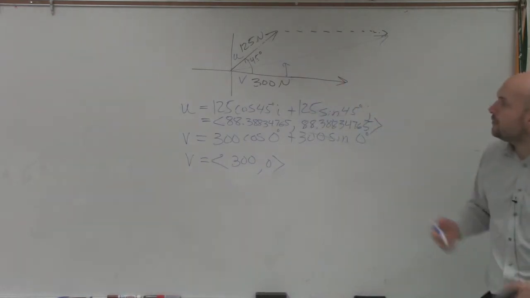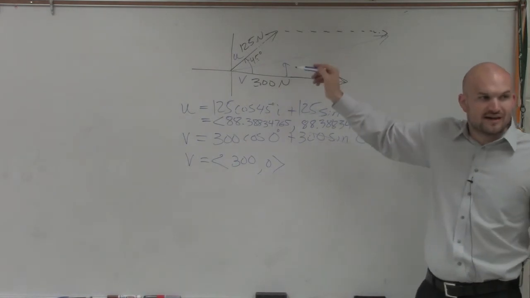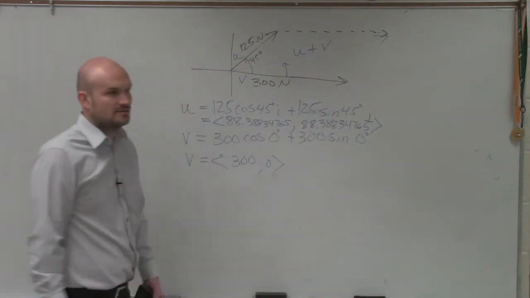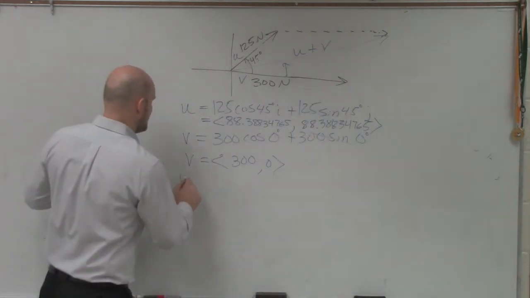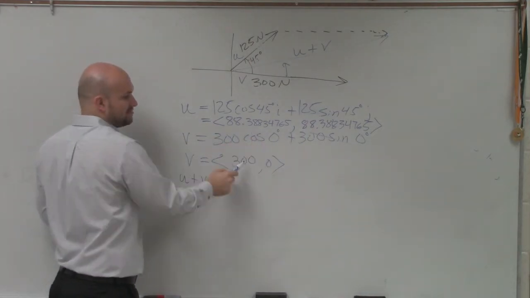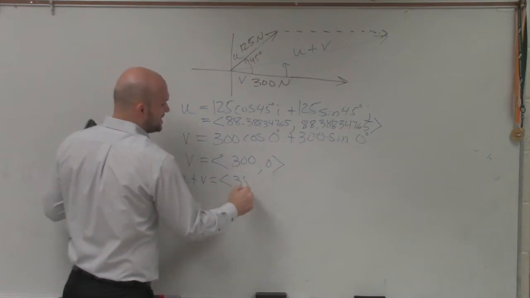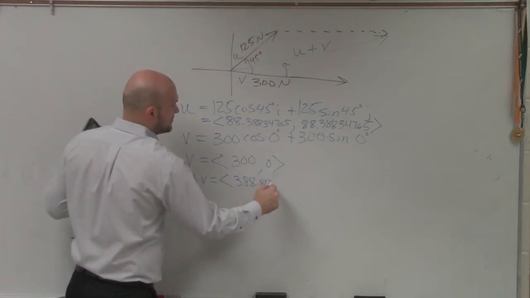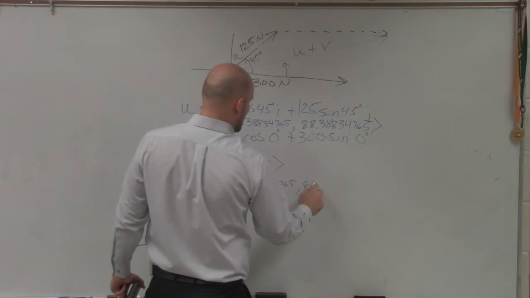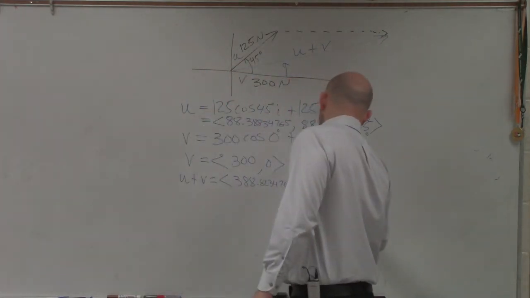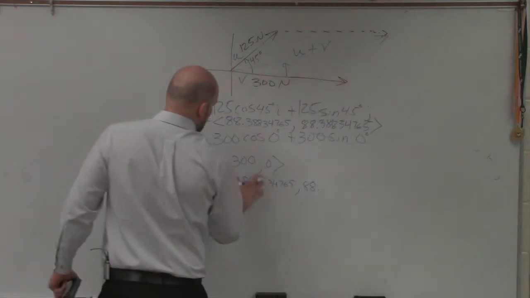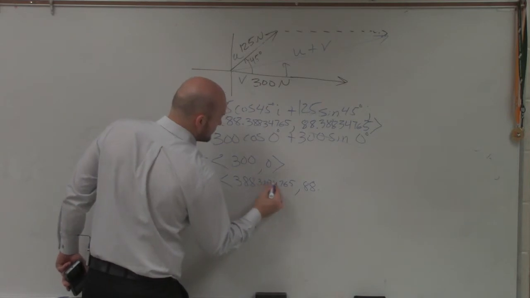OK? So now what they're asking, guys, is what is this resultant vector? Well, if this is u and that's v, this is u plus v. Right? So to find u plus v, I'm going to have to add these up, correct? Well, 88.388 and all this plus 300 is going to be 388.8834765, comma, this plus 0 is just going to be 88.388.